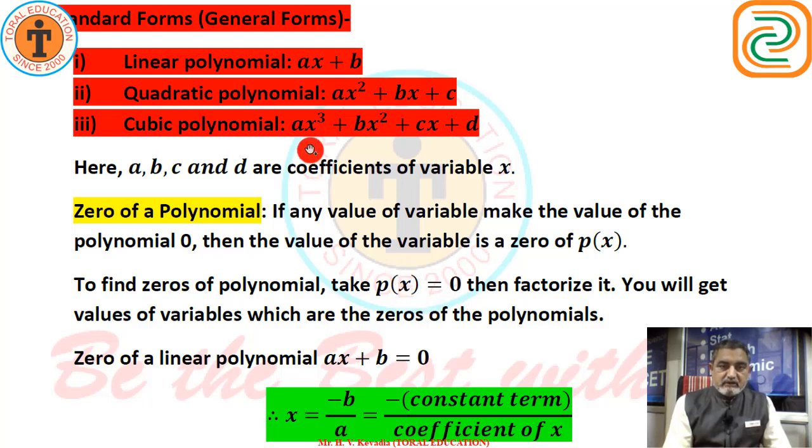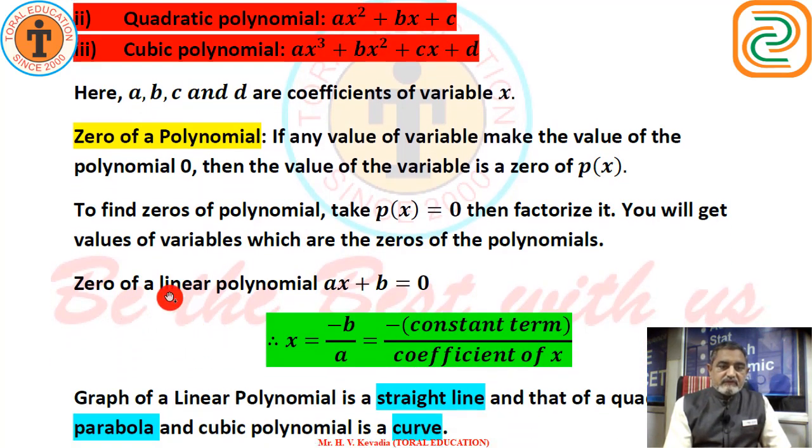That means ax cube plus bx square plus cx plus d equals 0, or ax square plus bx plus c equals 0, or ax plus b equals 0. We have to take p of x equals 0, then factorize it, if it is factorizable. You will get the values of the variable, which are the zeros of the polynomial. We will see in this chapter what the zeros are and how we get them.